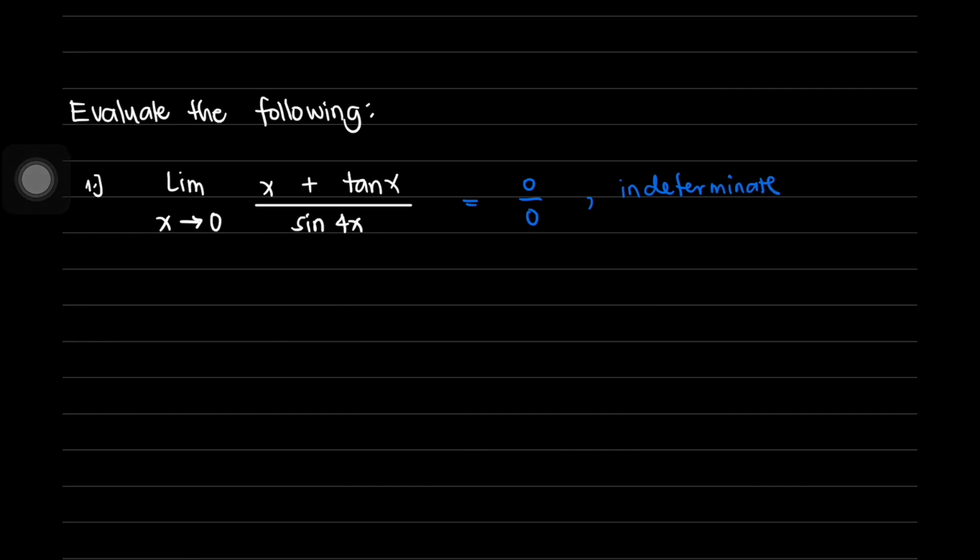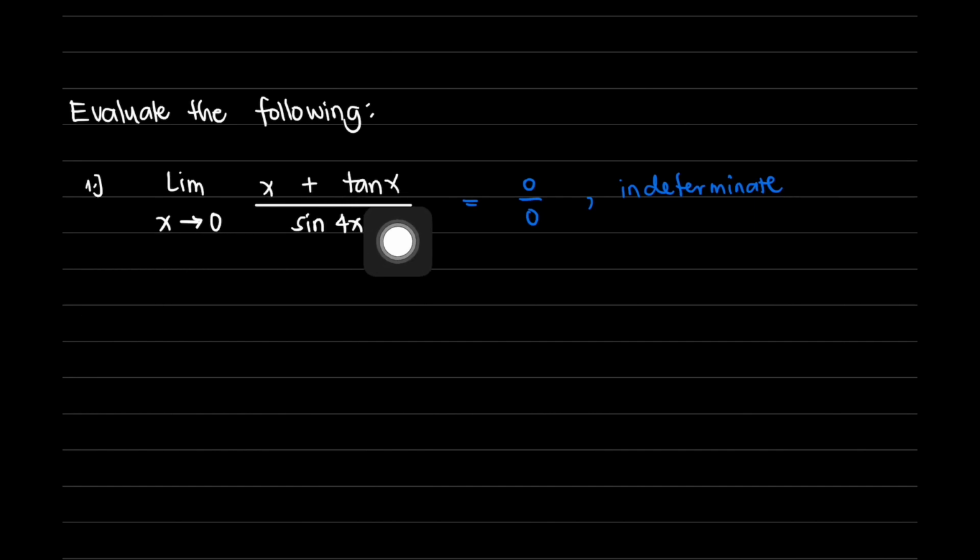Now, we can manipulate this function to produce a value of the limit, or we can use the L'Hopital's rule to solve for this problem. Now, in using the L'Hopital's rule, we're just going to simply determine the derivative of the numerator and the derivative of the denominator independently of each other, and then we're going to evaluate the limit of the resulting expression or the resulting function as x approaches 0.